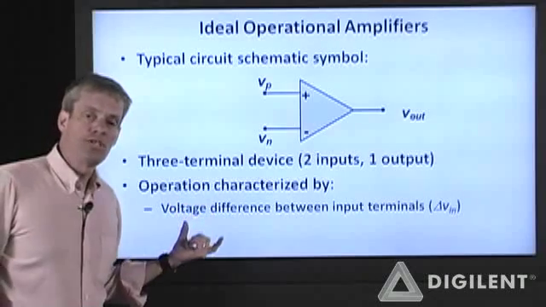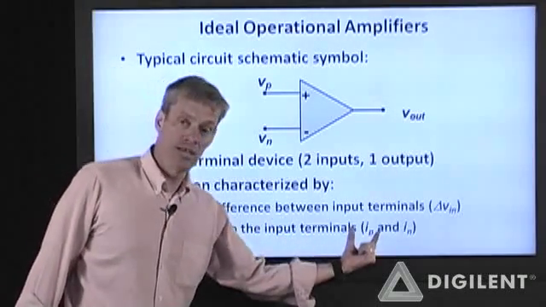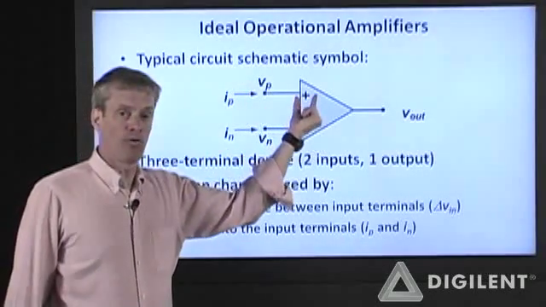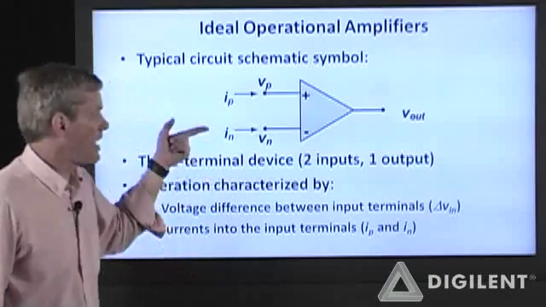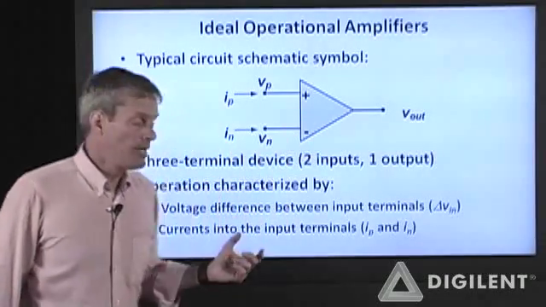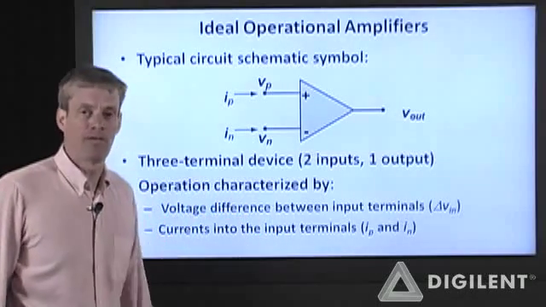The other thing that you use to characterize operational amplifier behavior are the currents into the input terminals. We'll have some current into the positive or non-inverting terminal and some other current into the negative or inverting terminal. These parameters are what we're going to base our rules of operational amplifier behavior on.